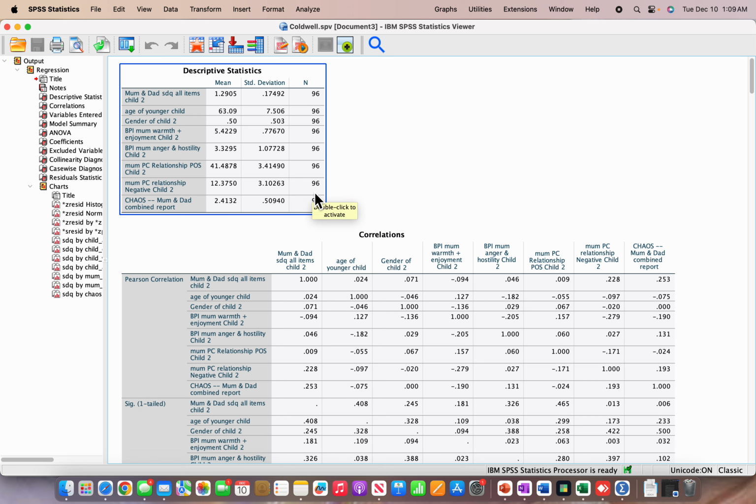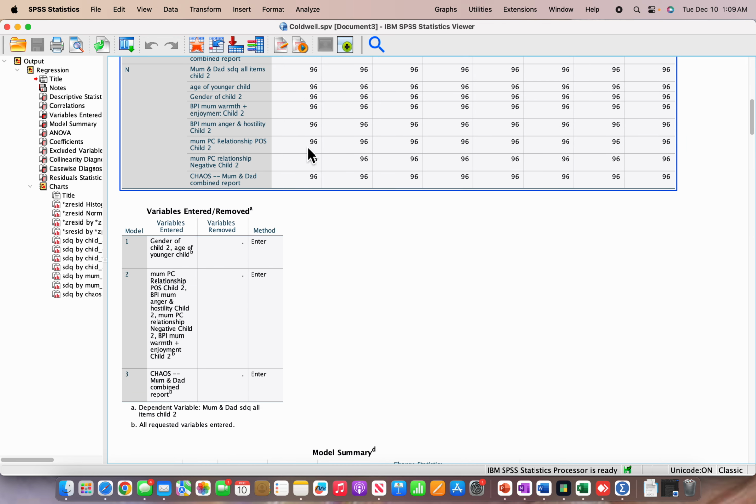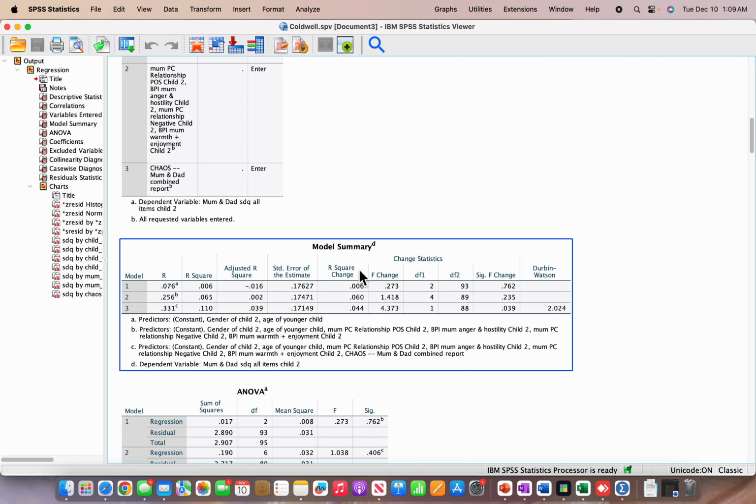And then we're going to get pulled up our output. And then for correlations, here we're going to look at the most positive correlation, which is going to be between chaos and the SDQ that was measured, which means it has the most positive correlation. And then for our model summary, it's going to show us our degrees of freedom 1 and 2, and also our R squared, and our adjusted R squared for each of the models.